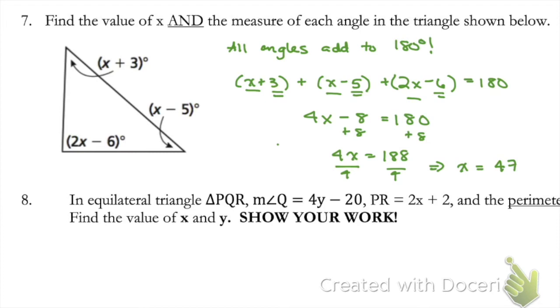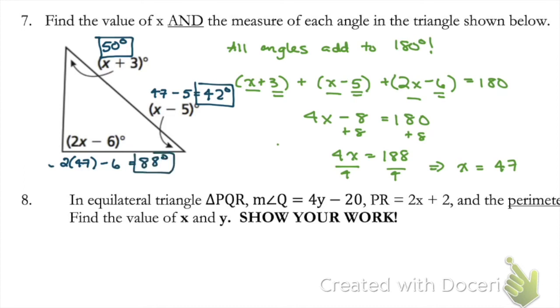Now that we found x, we can use that to find all our different angle measures by plugging in 47 for each value of x. If I take 47 plus 3, I get 50 degrees for that top angle. If I take 47 minus 5, I get 42 degrees. And if I take 2 times 47 minus 6, I get the last angle measure, which would be 88. I could also check this work by adding 50 plus 42 plus 88 to make sure it equals 180, which it does.